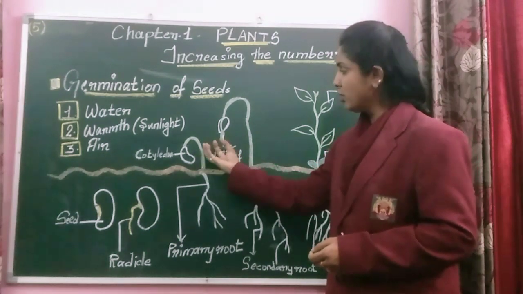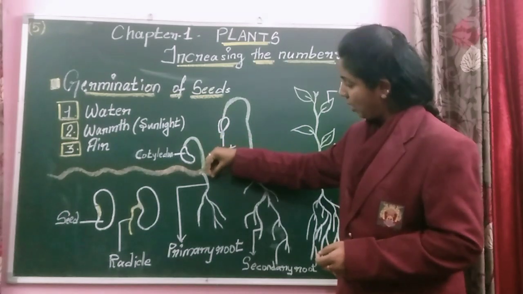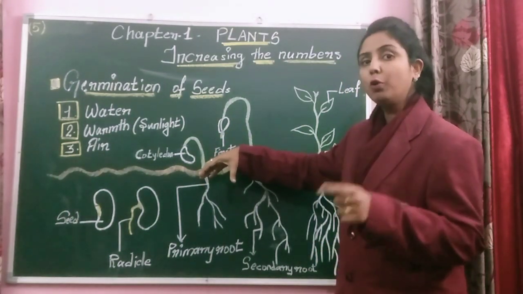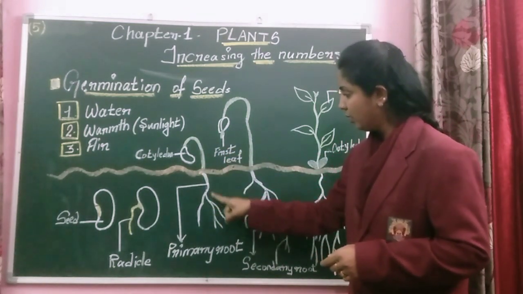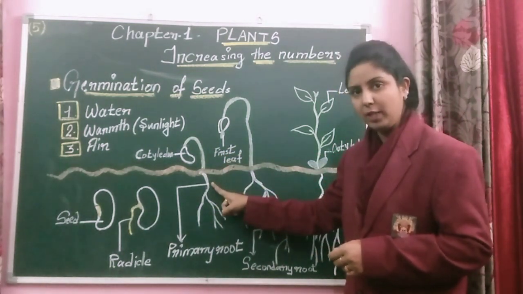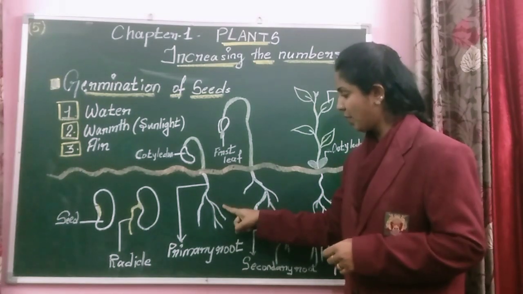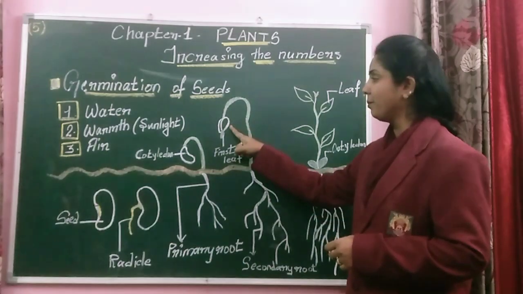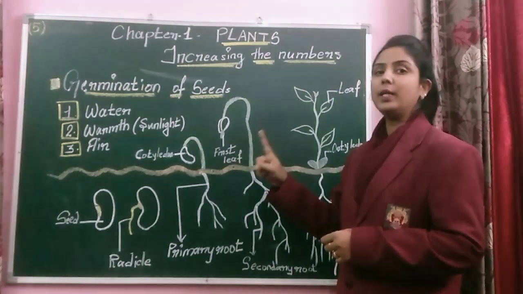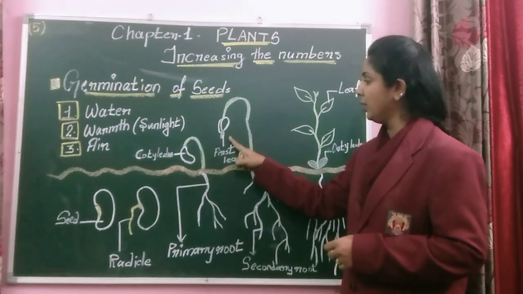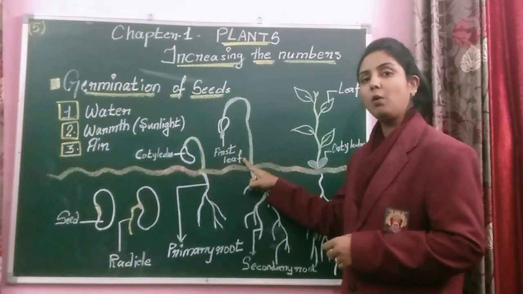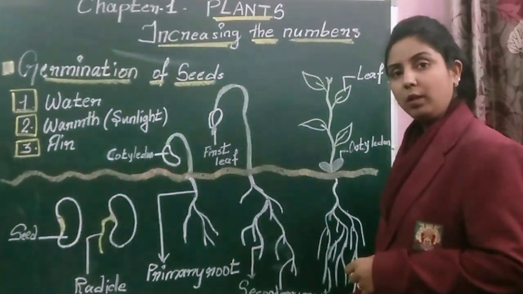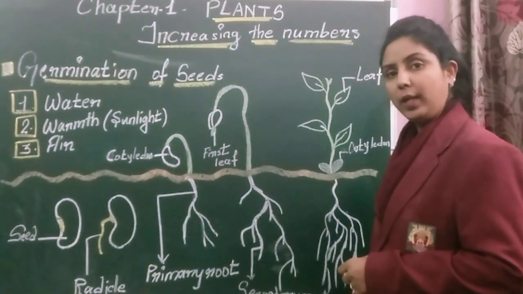Now slowly it's emerging, and here it's spreading the radicle part, that is the root part. Here you can see now the primary root has established. Here you can see the primary roots and some of the secondary roots also. In the third stage, from the cotyledon, the first leaf has emerged out. Here you can see the first leaf emerged out of the cotyledon part. Here you can see the secondary root area.